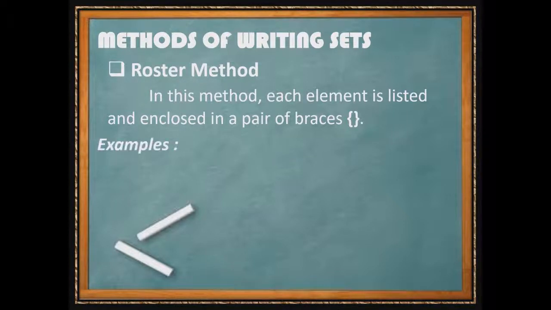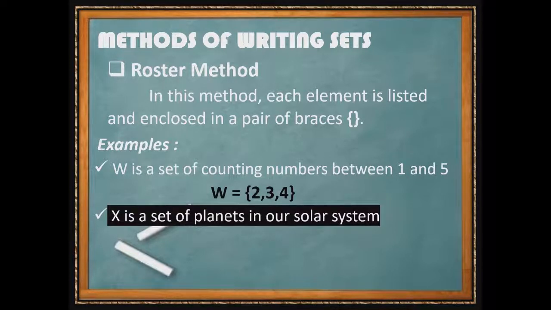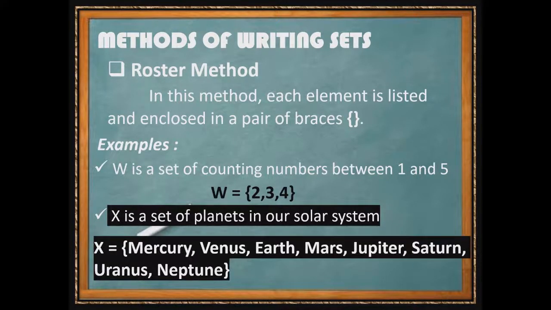For example, W is a set of counting numbers between 1 and 5. So in roster form, we write it this way. Set W is a set of 2, 3, and 4. Next example, X is a set of planets in our solar system. So set X, we have Mercury, Venus, Earth, Mars, Jupiter, Saturn, Uranus, and Neptune.